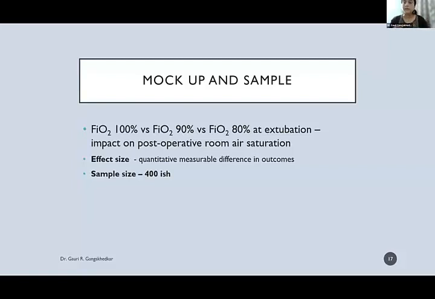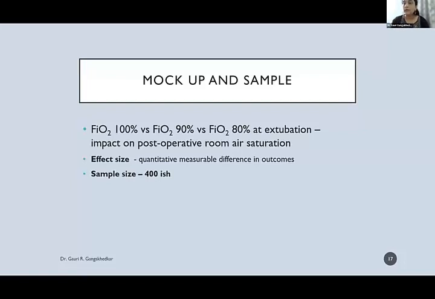Meaning, how many patients have to desaturate at FiO2 of 80% for me to say that 80 is not as good as 100? I have not really done the sample size calculation for this, but I can assure you for these three numbers, the effect size is going to be so little, the actual measurable outcome is going to be so little. You're looking at a sample size of say 400.